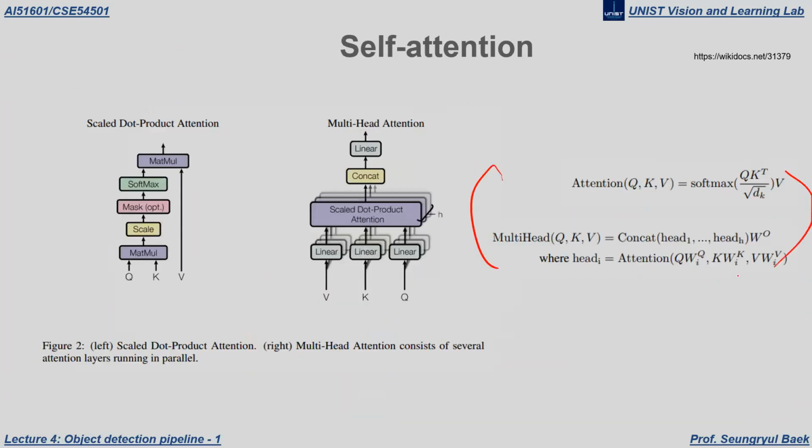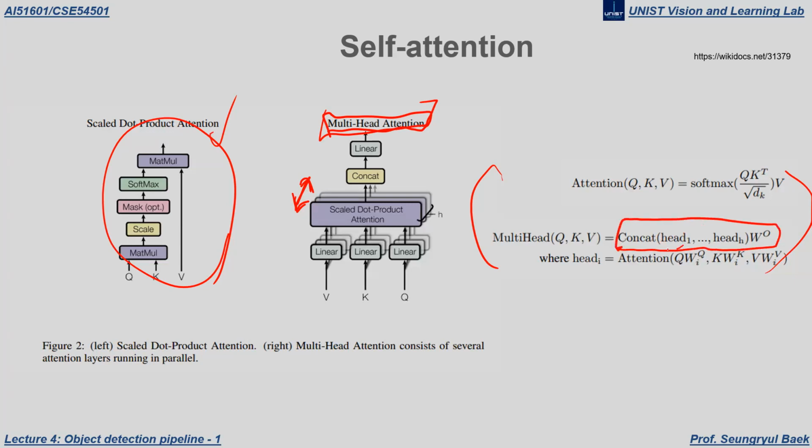This can be obtained from one head, but we can apply this multiple times. That is called multi-head attention. This is one attention, but if we have this operation multiple times, then it is called multi-head attention. And we concatenate this output, and multiply by WO afterwards. And this becomes the final feature.